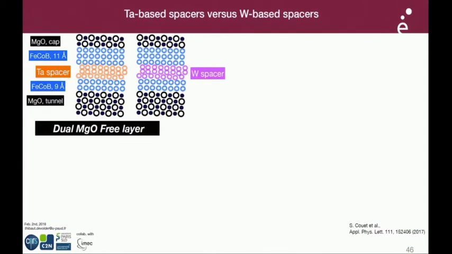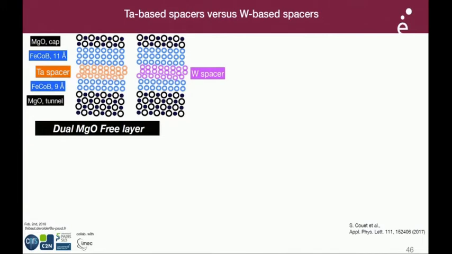And last, before I go to devices, I would like to comment on the choice of the spacer layer in the middle of the free layer. Because there are a lot of reports in the literature where people claim that tungsten spacers are better. But these people that claim this, most of the time they only measure standard magnetometry. So they only measure anisotropy and sometimes TMR. But this is not the only factor.